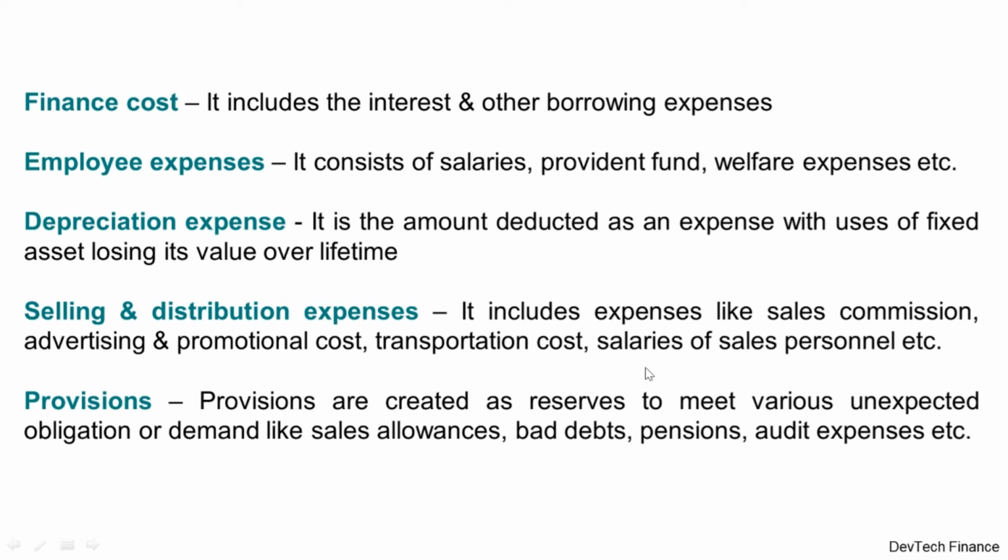Selling and distribution expense. It includes expenses like sales commission, advertising, promotional costs, transportation costs, salaries of sales personnel, etc. So there are various kinds of expenses when we talk about an organization, a big business. One such expense is selling and distribution. After your finished product is ready, you need to sell it and distribute it. So transportation cost occurs, advertisement cost occurs, and all those costs together go under the heading of selling and distribution expense.